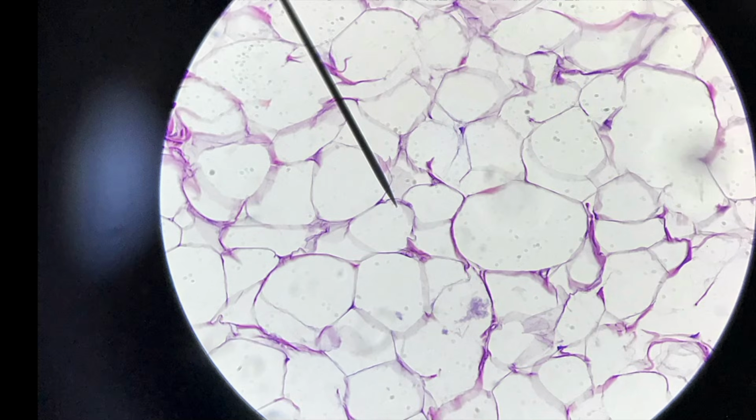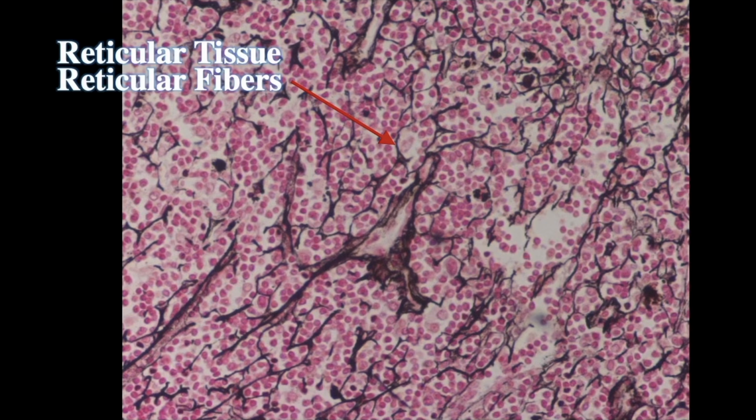Very clear. That's because fat is pretty much white. I mean, it's like a yellow. White is yellow. So in a slide, it's very, very translucent.